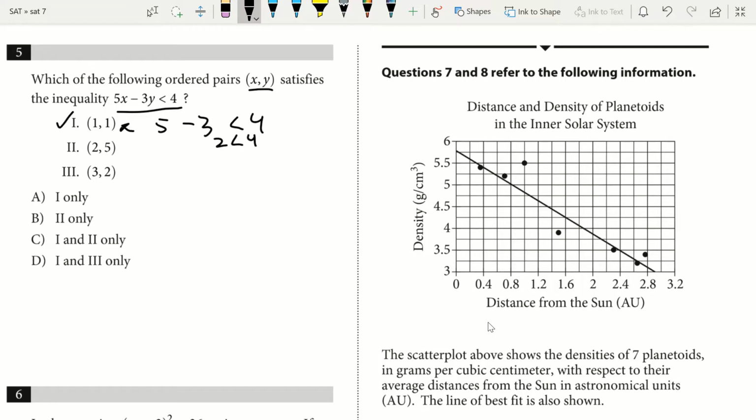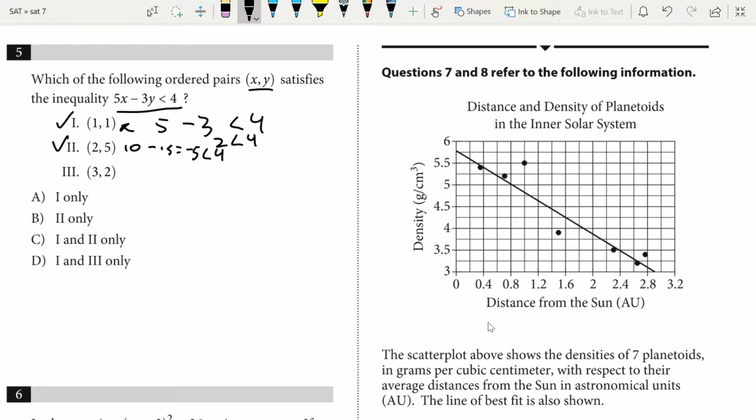So 1 works. 2, I plug in 2 for X. 5 times 2 gives me 10. I plug in 5 for Y. Negative 3 times 5 gives me minus 15, which gives me negative 5. Is negative 5 less than 4? It is. So 2 works.